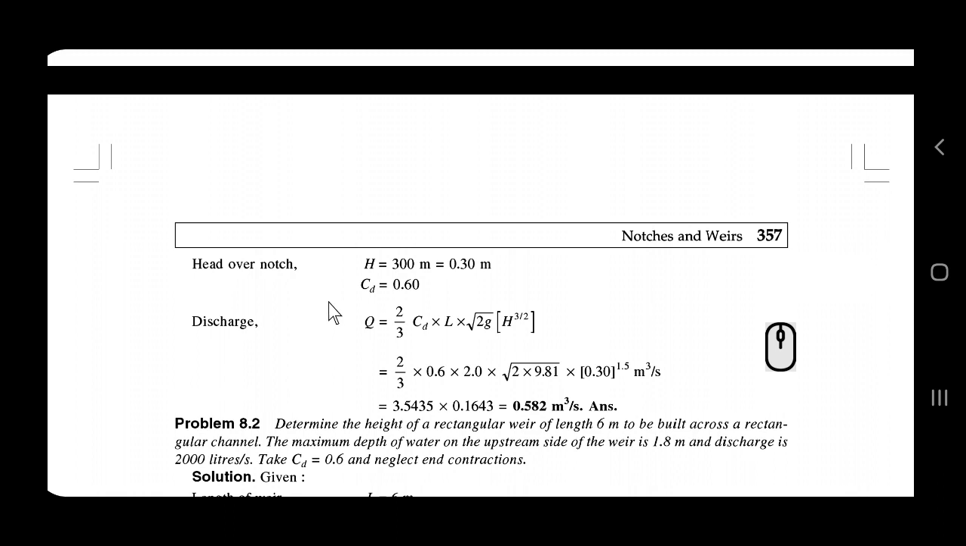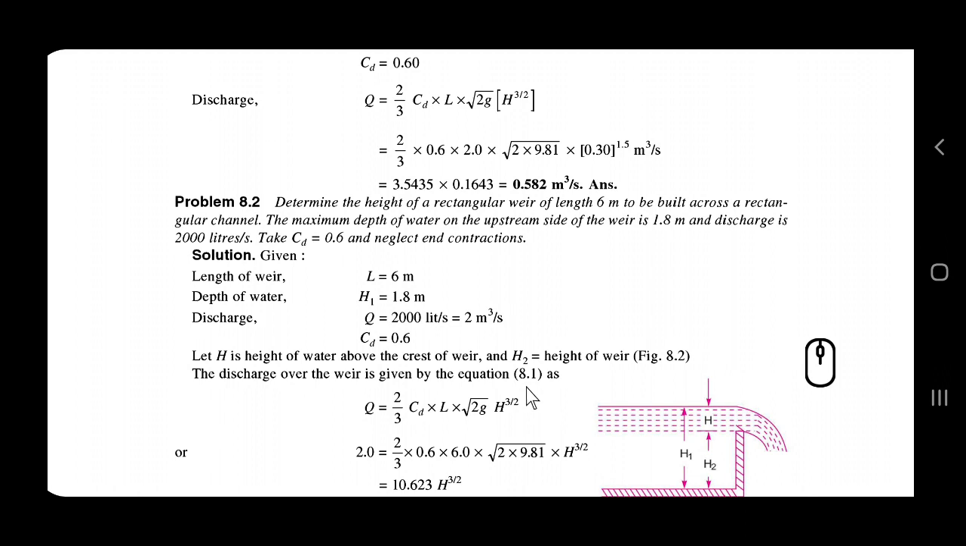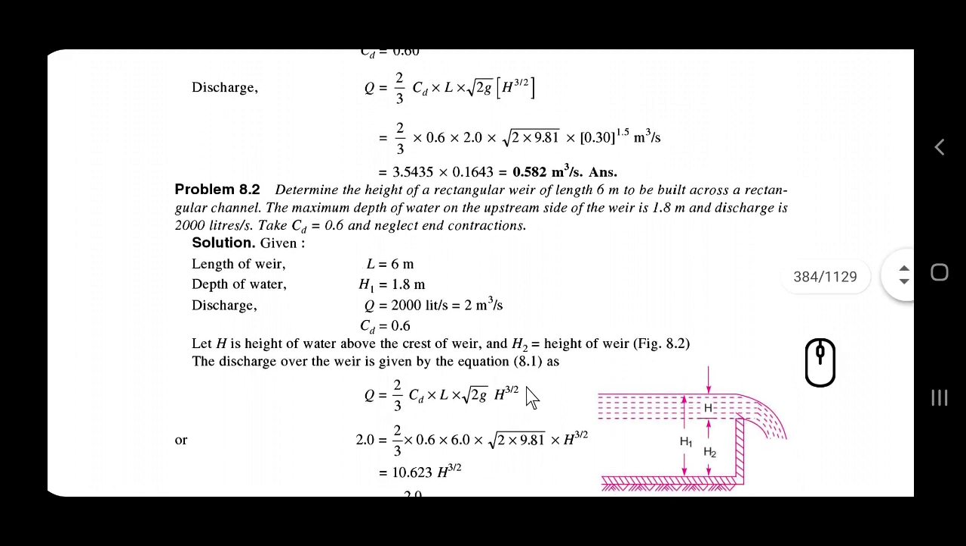So simply you can substitute the values, not much complication in this problem since it is a direct substitution problem. You will get discharge in meter cube per second. You can also write it in liters per second. In some questions it may be given in liters per second, and you may have to convert into meter cube per second.